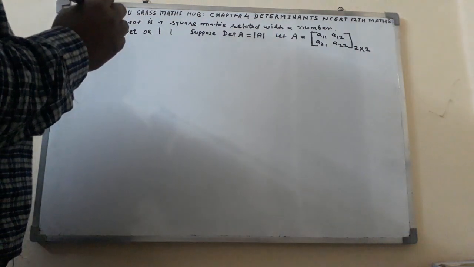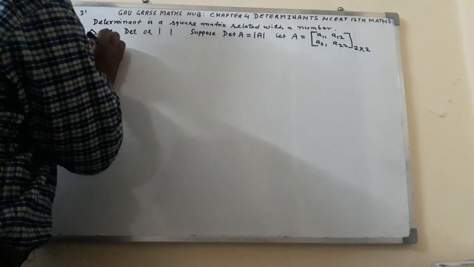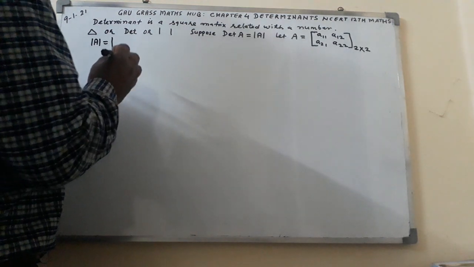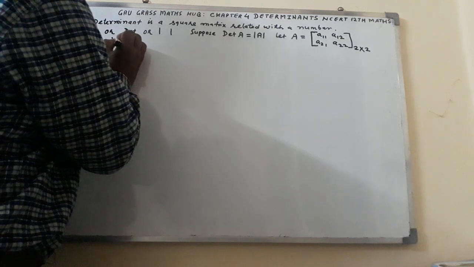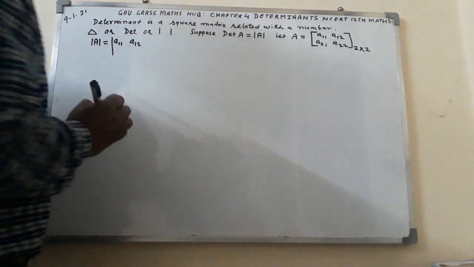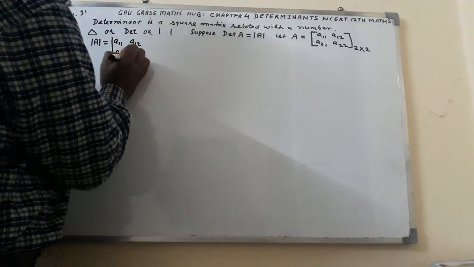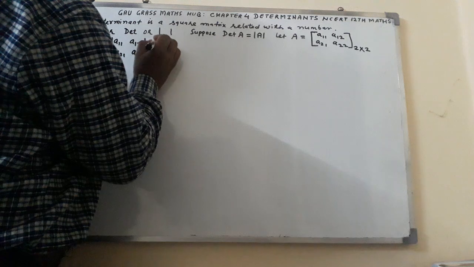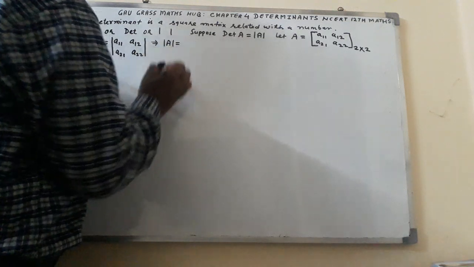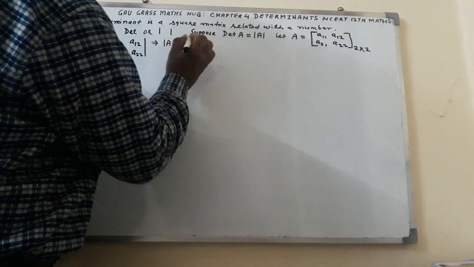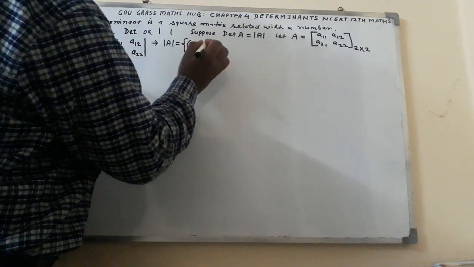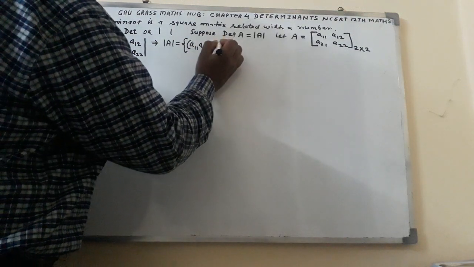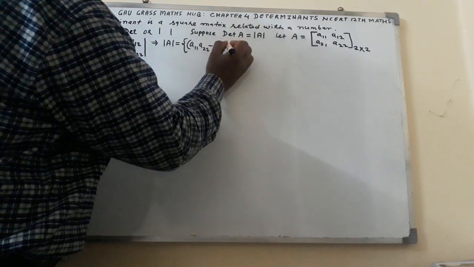Then we can find det A. det A is equal to the determinant with elements of first row A11, A12 and elements of second row A21, A22. This implies that det A equals A11 dot A22 minus A12 dot A21.